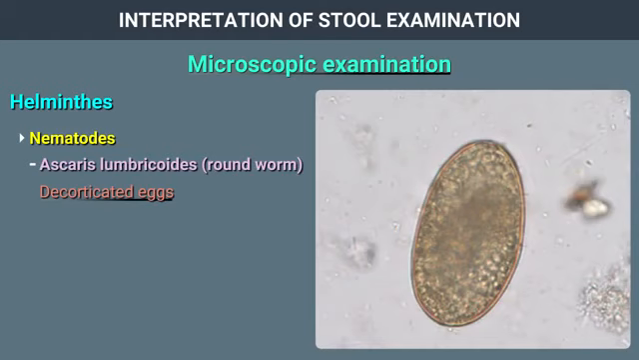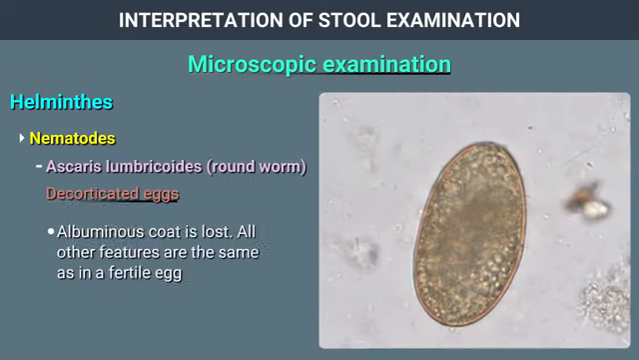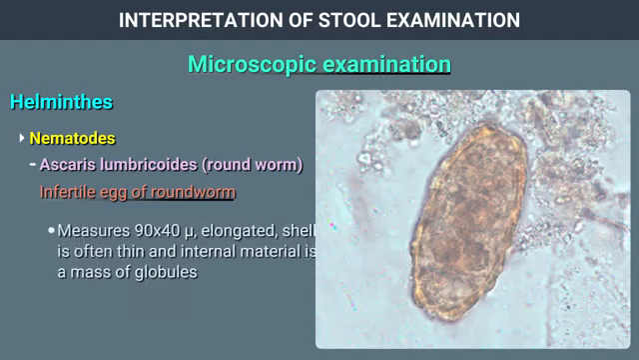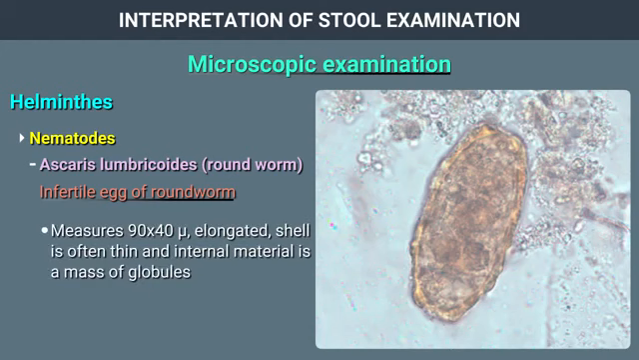Decorticated eggs. The albuminous coat is lost. Infertile egg measures 90 by 40 microns. It is elongated. Its shell is often thin and its internal material is a mass of globules.